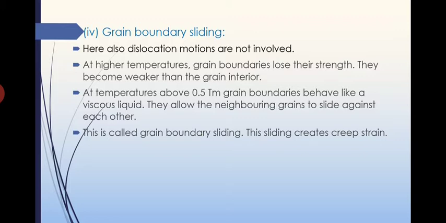See, if the grains are relatively moving with respect to the grain boundary, that means deformation is happening. That deformation is actually straining, so it is contributing to the creep strain. This is called grain boundary sliding. This sliding creates creep strain.